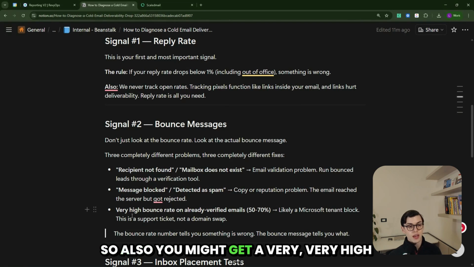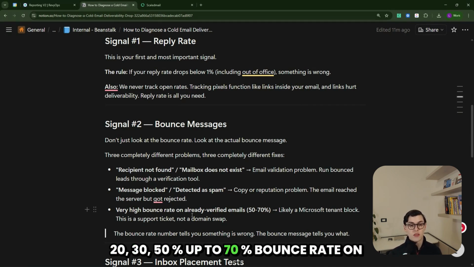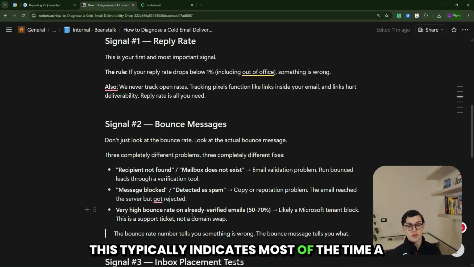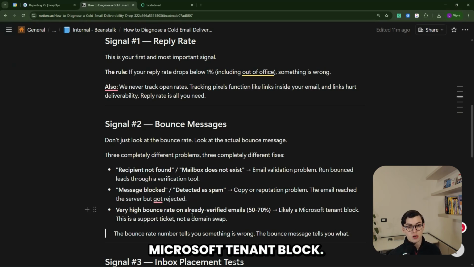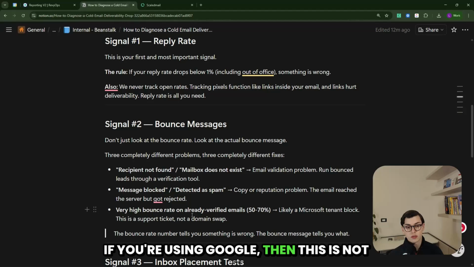You might also get a very, very high bounce rate on already verified emails. We're talking about 20, 30, 50%, up to 70% bounce rate on verified emails that are actually valid. This typically indicates, most of the time, a Microsoft tenant block. So if you're using Microsoft inboxes, this applies to you. If you're using Google, then this is not the case. If you're using Microsoft inboxes and you're getting a very, very high bounce rate in these sort of figures, then it is most likely a tenant block.